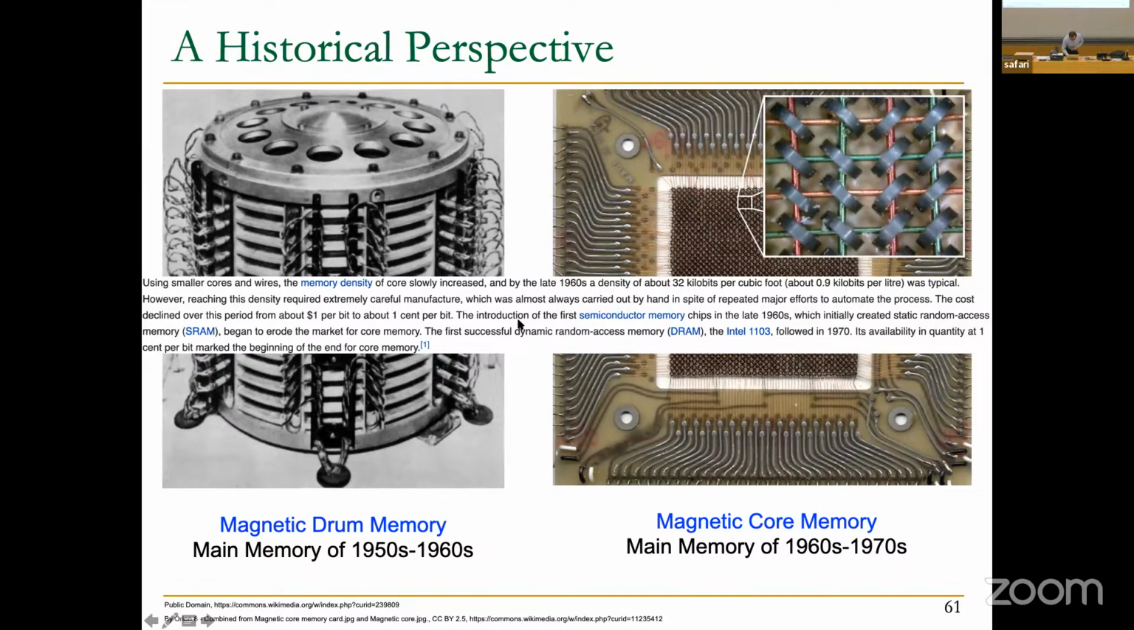Yeah, some manufacturing things, but the introduction of the first semiconductor memory chips in the late 1960s, which initially created static random access memory, began to erode the market for core memory. This was the dominant memory at the time. The first successful dynamic random access memory, DRAM, the Intel 1103, followed in 1970. Its availability in quantity at 1 cent per bit marked the beginning of the end for core memory. So 1 cent per bit, you can translate it to 0.0006 cents per megabyte today, I think.